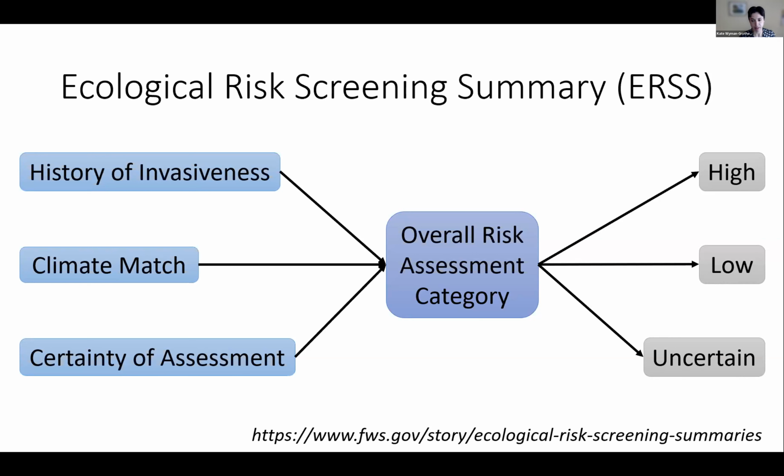Historically, the standard ERSS methodology only looked at climate match to the current climate. However, we looked at climate match to both current climate and future climate for this project. And we considered 3 climate change scenarios at mid 21st century and late 21st century time steps.